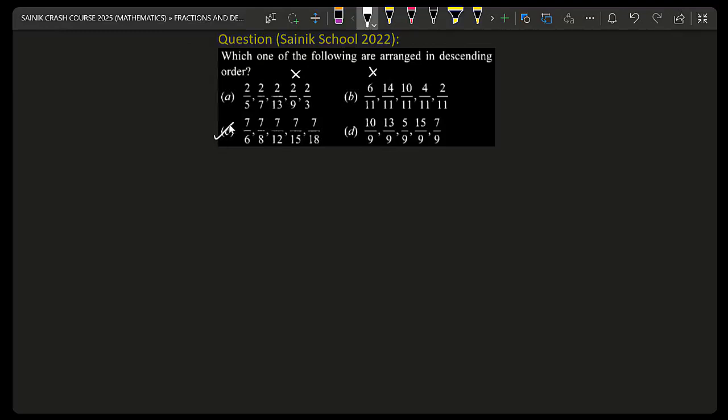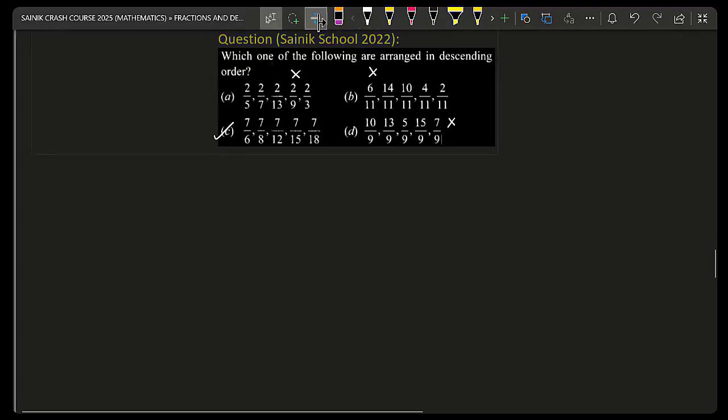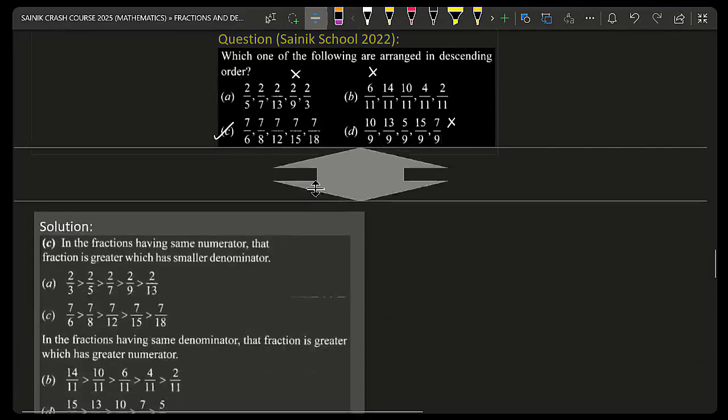Can you tell me why option D is wrong? Sir, denominators are equal. Yes, if denominators are equal, I want the greatest fraction, so do I want the greatest numerator first or the least numerator first? Sir, greatest. Where is the greatest numerator? Sir, 15. But it is not given first, right? Yes, sir. So this is also a wrong answer. Very good, Abhijay. We can answer this orally. So that is option C. Okay, you can mute yourself, Abhijay.